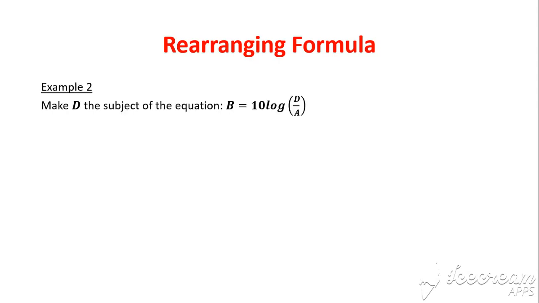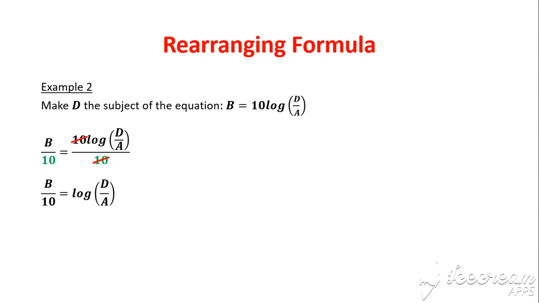Right, let's push on and try a second example. We're going to rearrange this formula to make D the subject. So when we make D the subject, we want D is equal to something. Now at the moment, the D's tied up inside a log and inside brackets. So let's show you how we're going to do this. The first thing to do is divide both sides by 10. That gets rid of the 10 on the right-hand side and leaves us with B divided by 10 on the left is equal to log bracket D over A on the right.